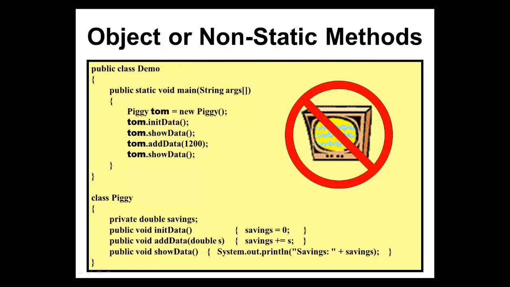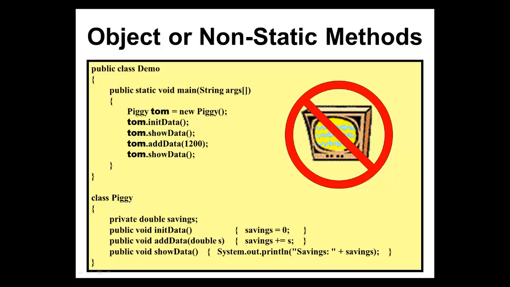In this case, if we look at Piggy now, no longer do we have the static keyword under its class, simply private and public. This means that this is no longer just a class, but also an object. So I can create a new object, Tom, of data type Piggy. When I use the new keyword, it calls the Piggy constructor, which automatically initializes the value for savings to be 0. Now when we call initData and showData and addData, it's off of the identifier Tom where we created our object, not off of Piggy, the class name.